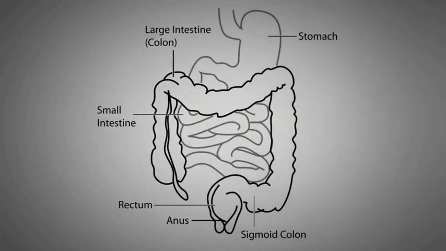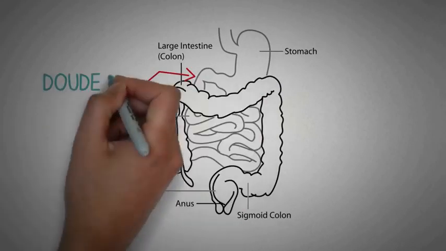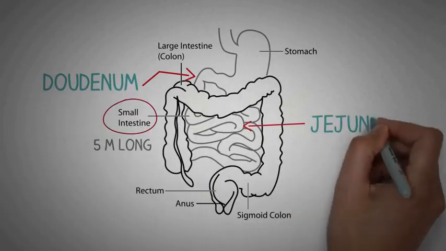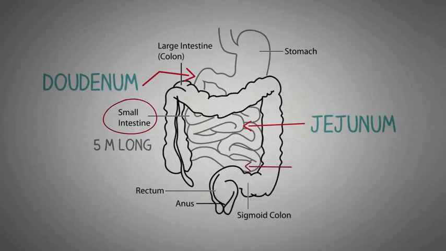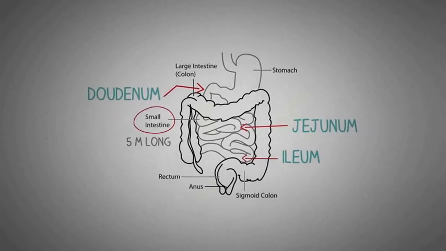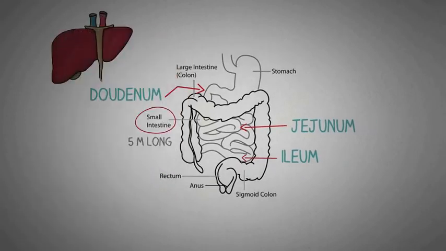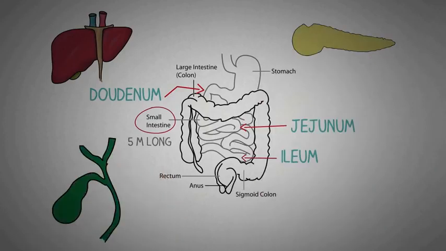Next, the food passes into the small intestine, which is a 5-meter long tube divided into 3 parts: duodenum, jejunum, and ileum. The small intestine has the main job of digestion and absorption of food. This is performed by abundant enzymes through the liver, pancreas, gallbladder, and the small intestinal wall itself.